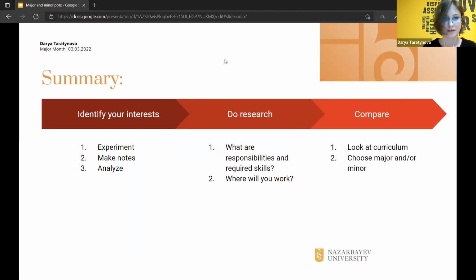So, summary of my advice is: first, try to identify your interests. You can experiment, make notes, and analyze. Second, do research. What are responsibilities and required skills? And of course, where you will work. Third one is to compare. Look at curriculum and choose major and maybe minor. And always try to talk with your advisors, with your peers, and with other students at university to get as much information as you can before choosing a major or minor.